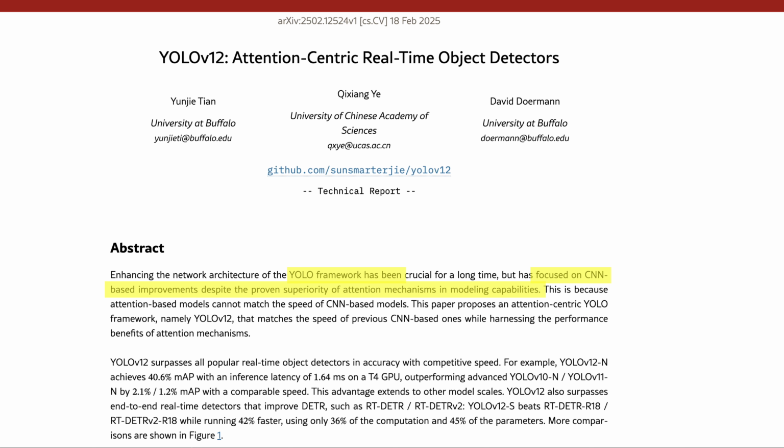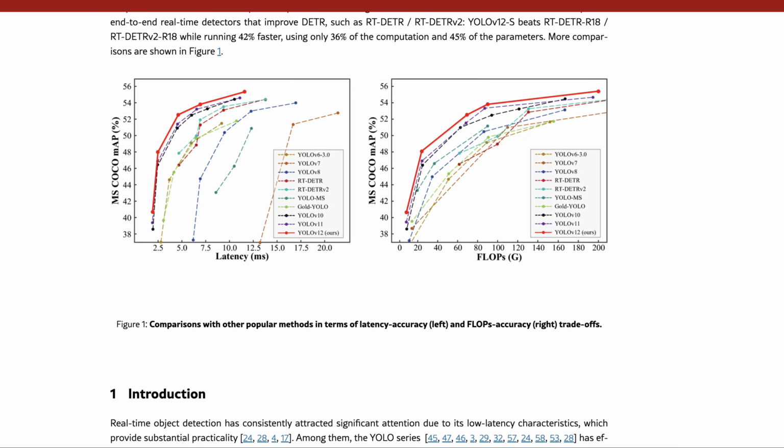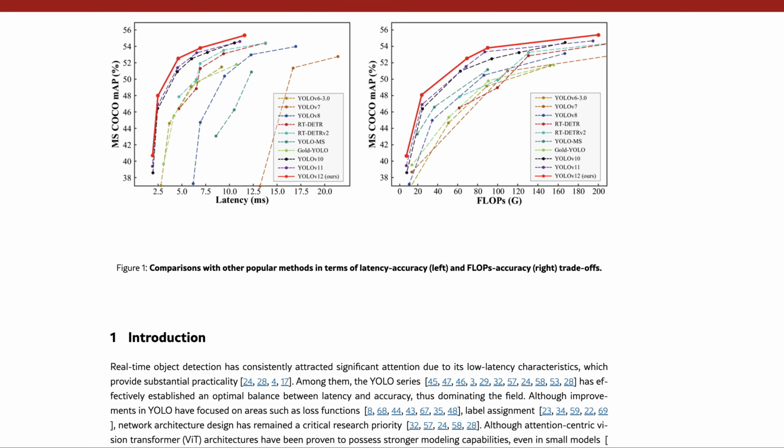YOLO12 builds on the attention mechanism introduced in YOLO11, extending it to more blocks and adding further improvements. Here, you can see a comparison between different YOLO versions and real-time detection transformers. YOLO models traditionally rely more on convolutional operations, while RT-DETRs are grounded in attention mechanisms. Although that distinction is becoming less clear, and YOLO12 is a prime example of that shift. The performance curves shown for YOLO12 likely assume the use of flash attention, which may not be available on all hardware. More on that shortly.